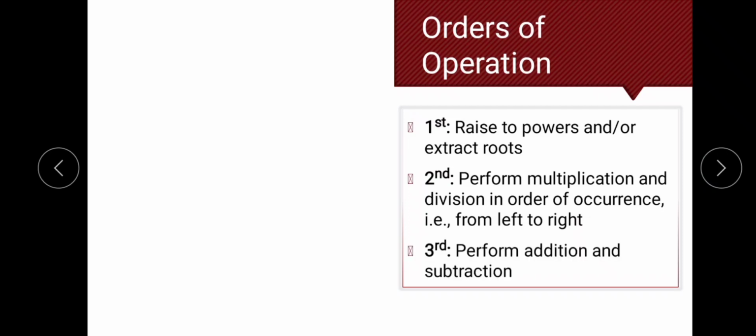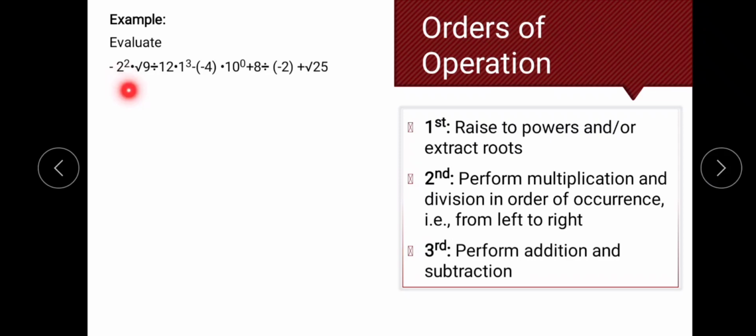the addition and subtraction. So let's have here the example, and we're asked to evaluate negative 2 to the second power multiplied to the square root of 9 divided by 12 times 1 to the third power minus negative 4 multiplied to 10 to the 0 power plus 8 divided by negative 2 plus the square root of 25.